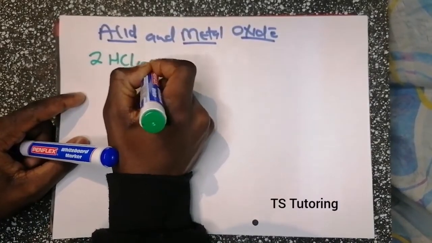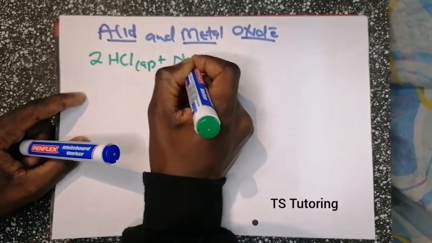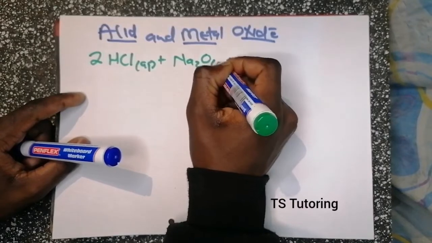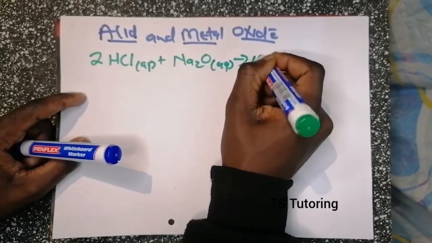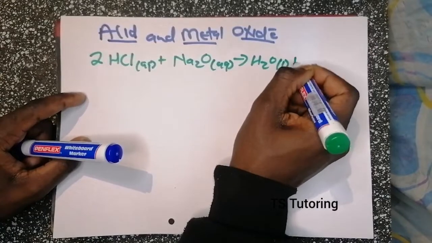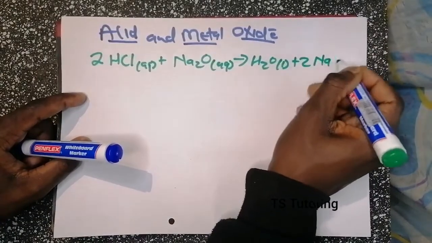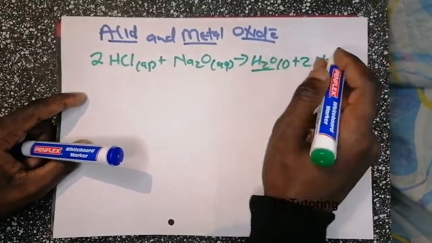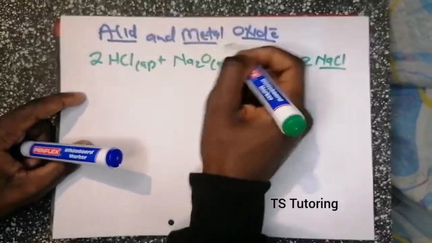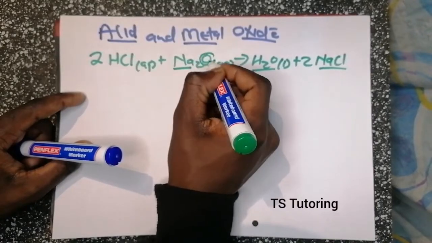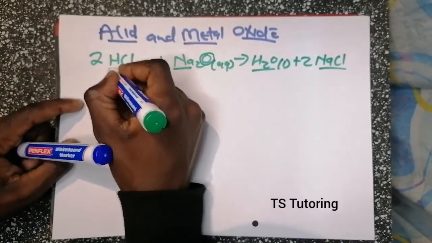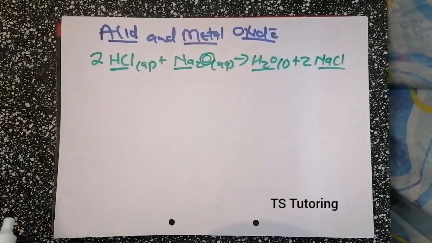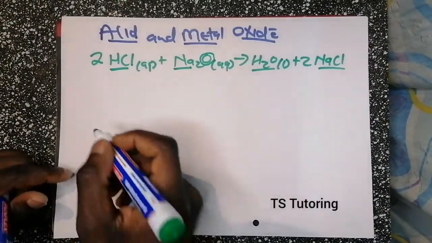So let's look at 2HCl in aqueous reacts with this one, sodium oxide, in aqueous to form H2O and 2 sodium chloride. So you see, we know sodium chloride is our salt, this is our water, these are our products. Now a metal oxide, sodium is a metal, oxide we mean there's oxygen there. This is an acid, we know it. So these are the other common type, right?